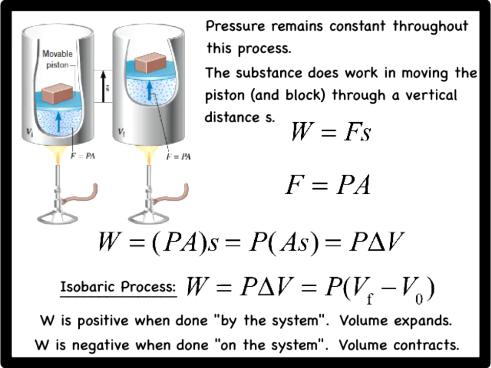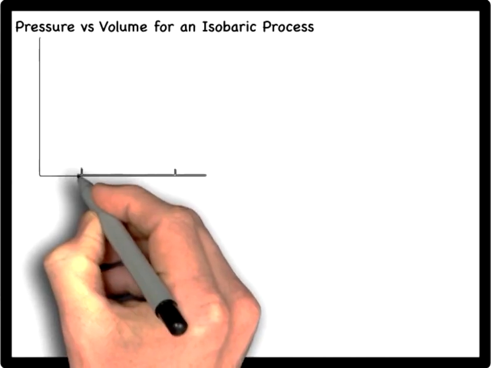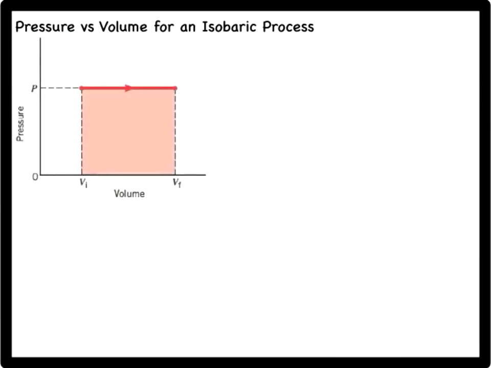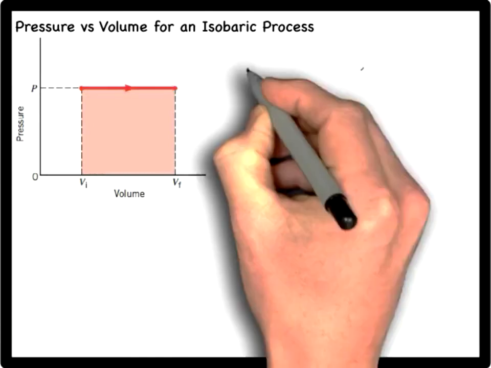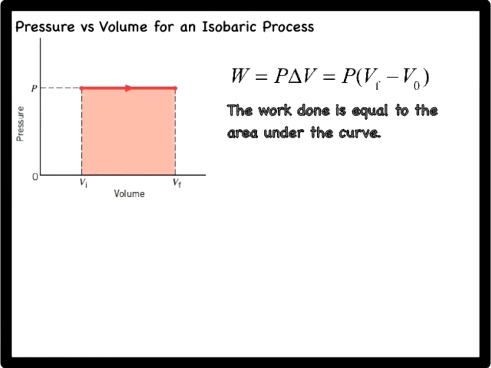It is often convenient to display thermal processes graphically. For instance, the figure below shows a plot of the pressure versus volume for an isobaric expansion. Since the pressure is constant, the graph is a horizontal straight line, beginning at the initial volume V initial and finishing at the final volume V final. The work, which is P times V final minus V initial, is just equal to the area under the graph, which is shown by the shaded rectangle of height P and width V final minus V initial.